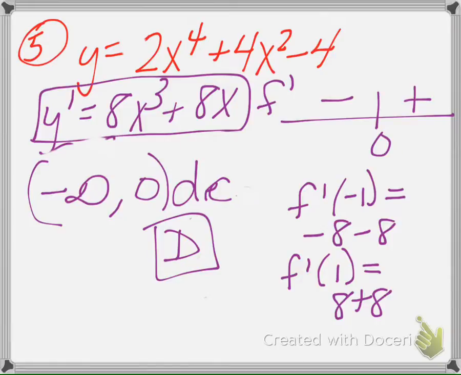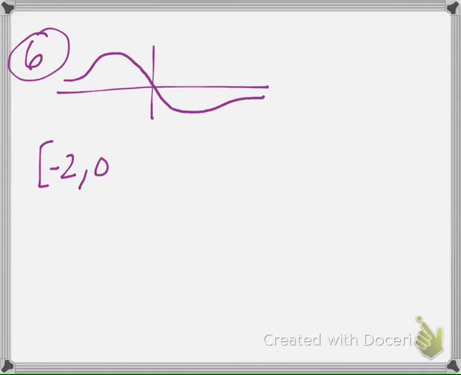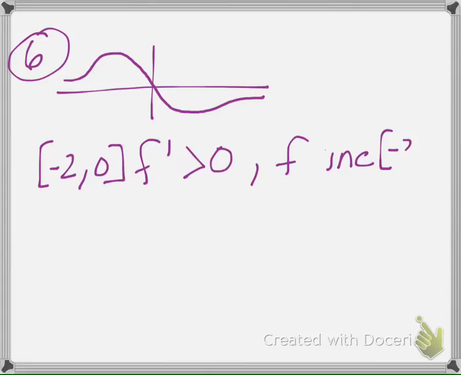Okay, and we have one more question, number 6, and we'll be getting into this topic much more next week. So they're showing you a picture of the derivative, and it looks something like this. I'm just going to kind of hand draw it. So you can see from negative 2 until it gets to 0, this derivative, f prime, all the y values are positive. It's greater than 0. So that means the slope is positive. If the slope is positive, that means that f is increasing from negative 2 to 0.